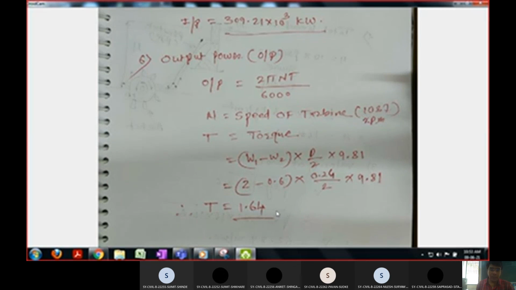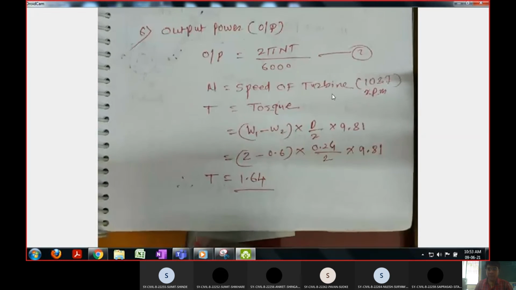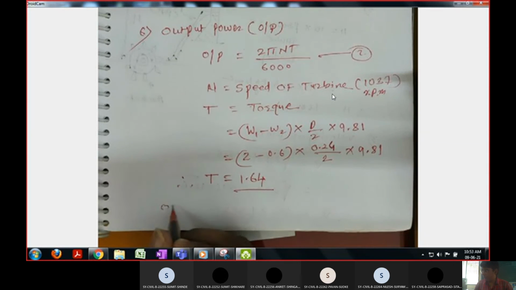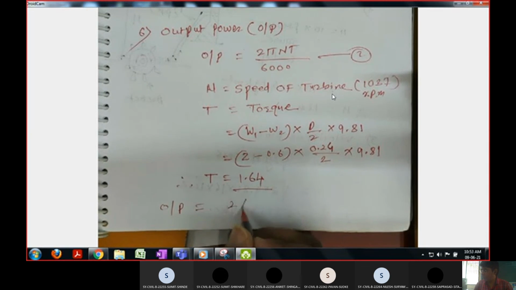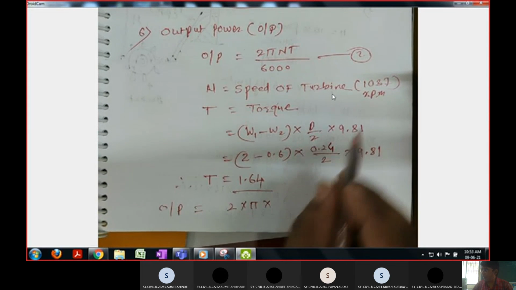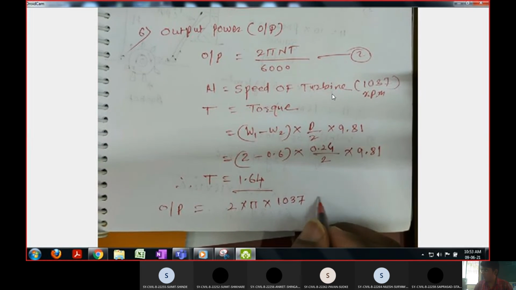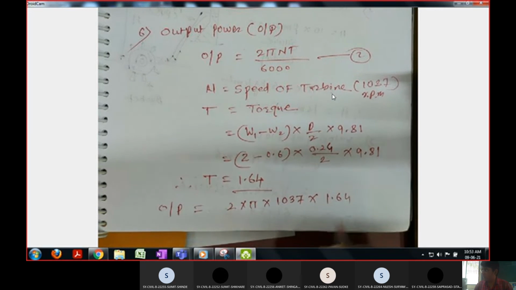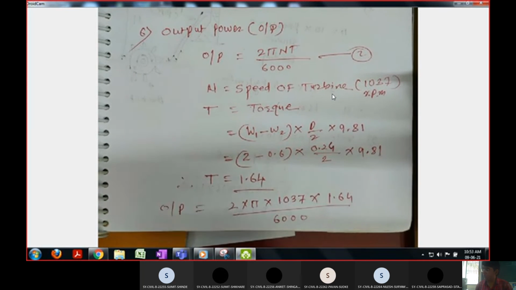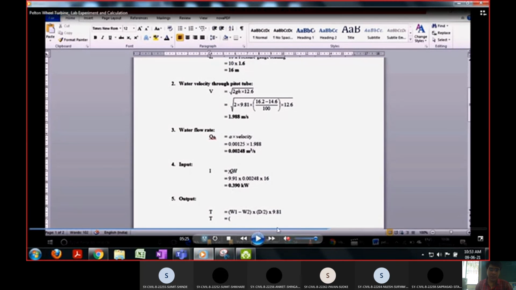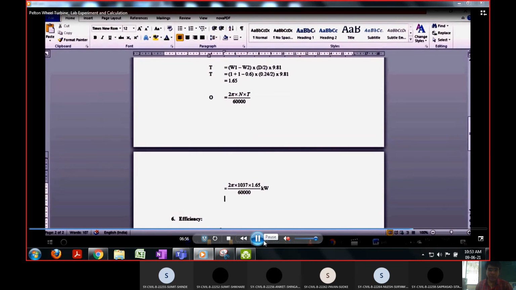Then we have to find out the output power, because this is the formula for output power. Now it is very easy to find out the output power. So output power is 2 into pi into N. N is the speed of the turbine, 1037, into T 1.64 divided by 6000. So see here we have the formula for the output power, 2 pi NT divided by 6000.